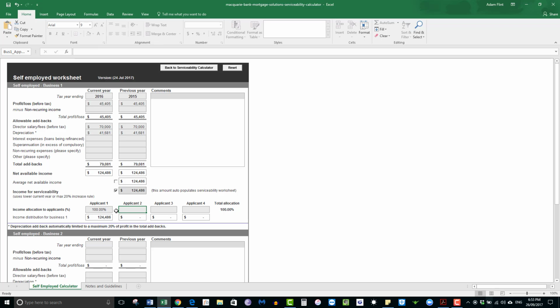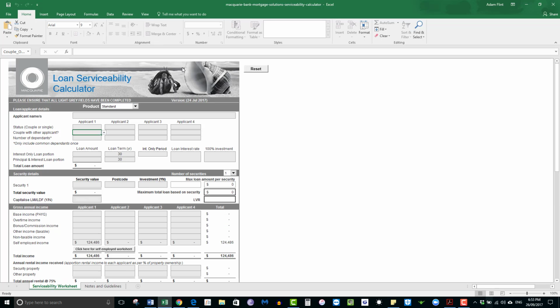And then what you can do is click on Back to Serviceability Calculator, where you'll go on and fill in the loan amount and the years, etc. And that's how we assess self-employed entities. In this example was a company.